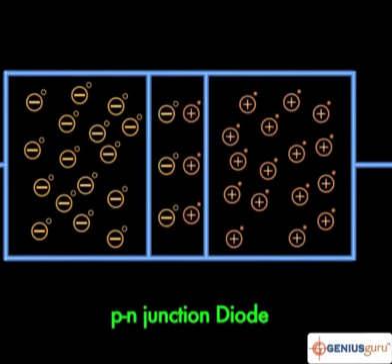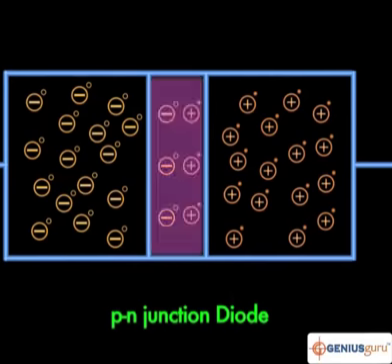Near the junction, the free electrons from the n region migrate towards the p region and the holes in the p region migrate to the n region. This process is known as diffusion. The diffusion is due to the concentration gradient. Due to diffusion, positive ions are left over in the n region and negative ions are left over in the p region near the junction. These ions are immobile.